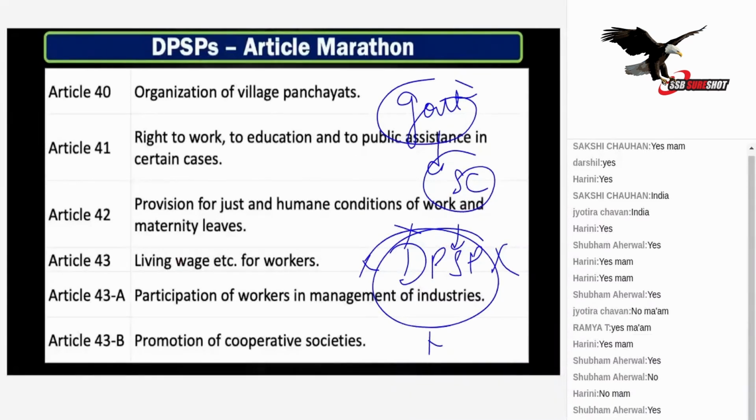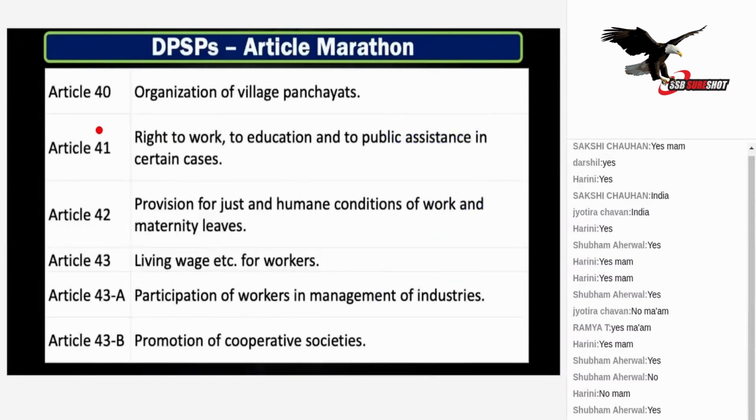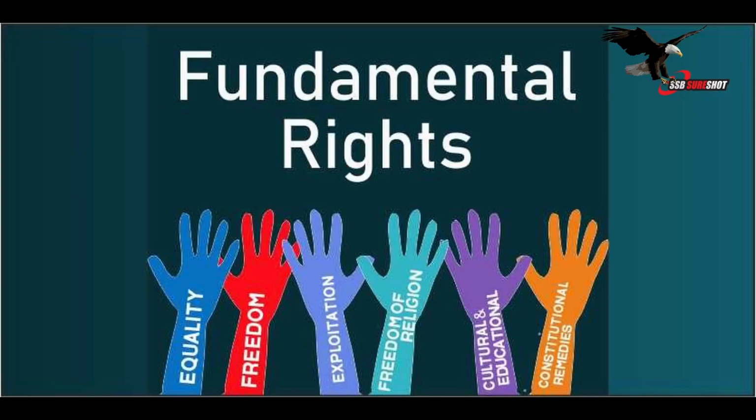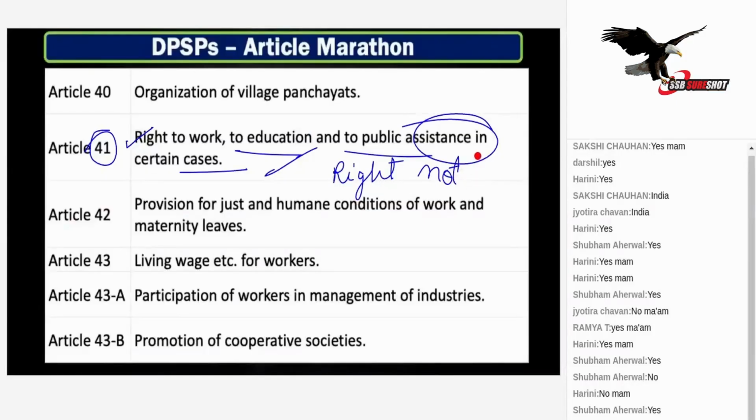Now, next is Article 41, which tells us about the right to work, right to education, and right to public assistance in certain cases. People should have the right to work, and in this we also have the right not to work. If you don't want to work, nobody can force you to work. If you want to sit idle forever in your life and beg and ask for alms from people, you can do that. It's totally your choice.